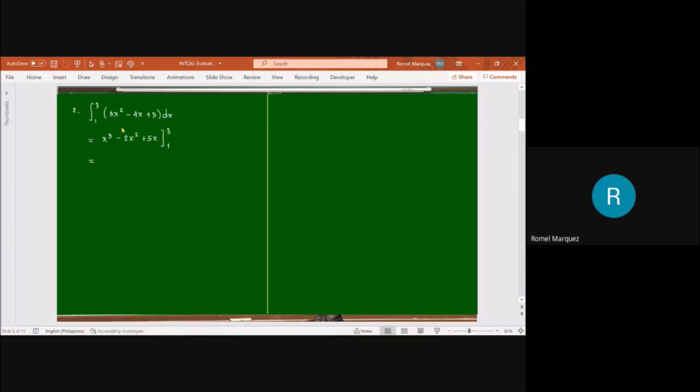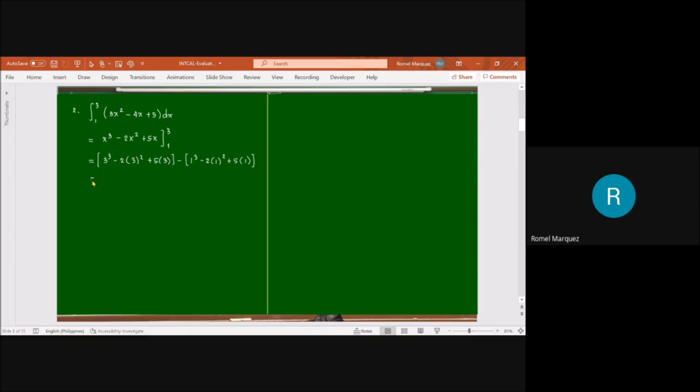So let's now compute the value of this indefinite integral when x is 3. So 3 cubed minus 2 times 3 squared, then plus 5 times 3. Then minus the value of this indefinite integral when x is 1. So 1 cubed minus 2 times 1 squared plus 5 times 1. Well, let's simplify the expression.